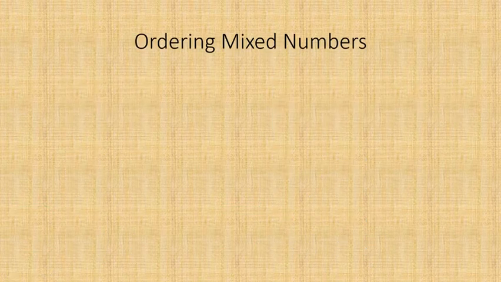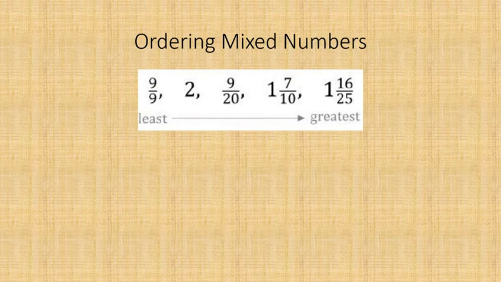Ordering mixed numbers. So I have an example here for you: 2 and 9 over 9, 1 and 7 over 10, and 1 and 16 over 25. First, I need to tell you something, a note. 9 over 9, this fraction, equals 1 whole. And 1 whole can be whatever number in the numerator over the same number in the denominator.